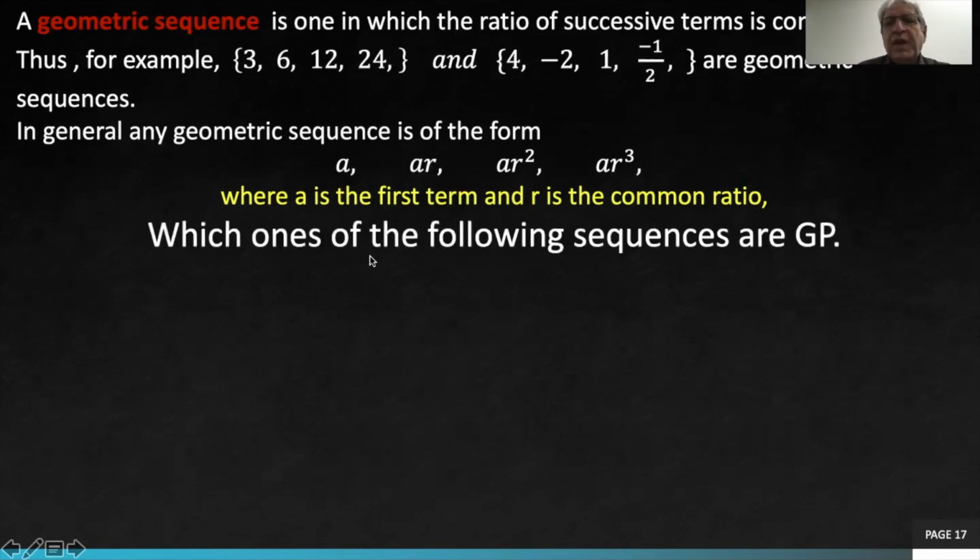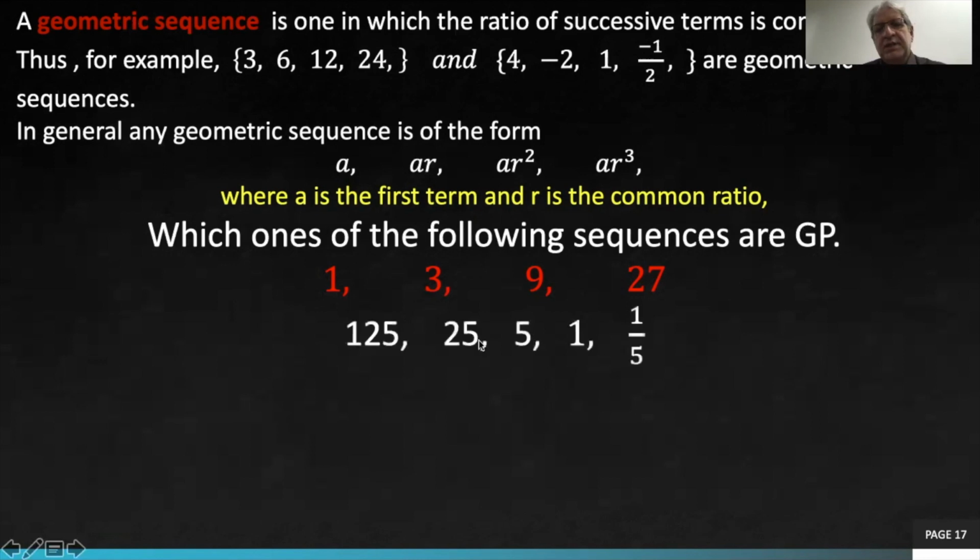Now, let us see one example. We want to know which one of the following sequences are a geometric progression or geometric sequence. Look at this. This is 1, then you are multiplying by 3, you are going to get 3, and you are multiplying by 3, you are going to get 9, and then you are multiplying by 3, you are going to get 27. Therefore, this is a geometric progression.